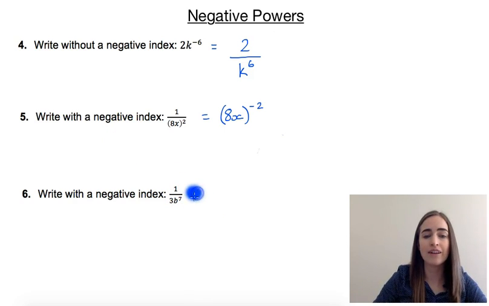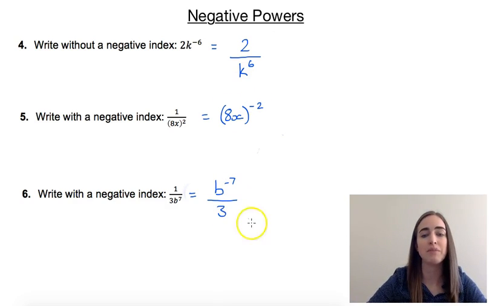So if we rewrite that with a negative index, that 3 is going to stay in the denominator, but the b will come up the top to the power of minus 7, and we'll have that 3 down the bottom. So b to the power of minus 7 over 3. So that's an introduction to looking at negative powers.